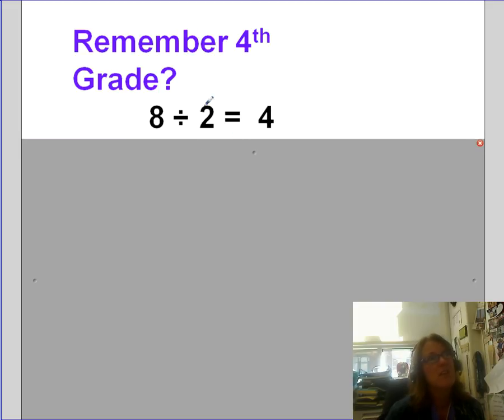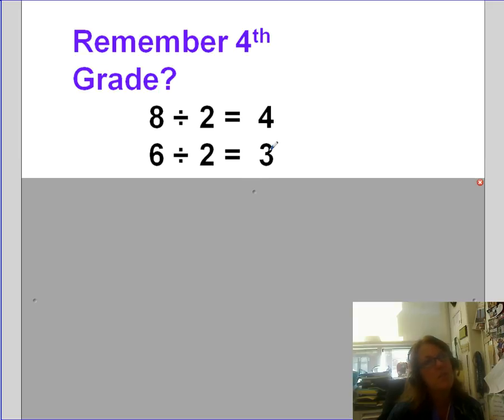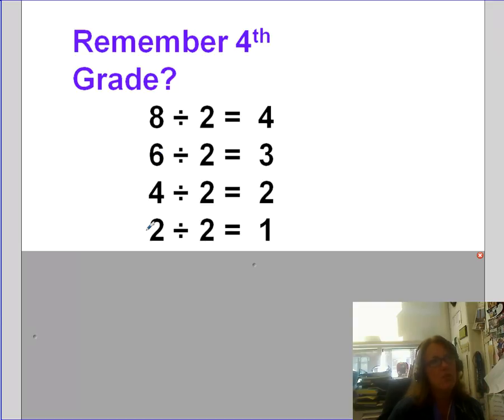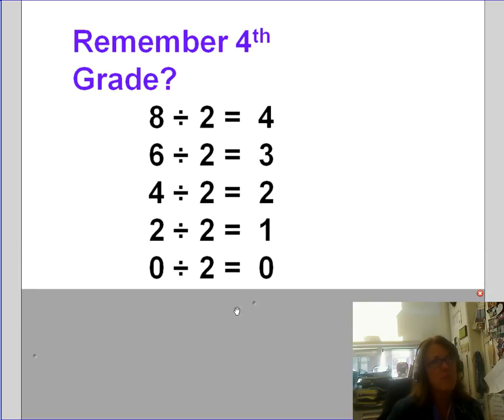8 divided by 2 is 4. Okay? 2, 4, and 8, they make one of these fact families when it comes to multiplication and division. So 8 divided by 2 is 4. 6 divided by 2 is 3. 4 divided by 2 is 2. 2 divided by 2 is 1. Do you see the pattern I'm building this time? I'm always dividing by 2. I'm choosing numbers that are going down each time by a 2, so I'm choosing even numbers, which means 0 should come next, right? 0 divided by 2 should be, after 4, 3, 2, 1, 0. That's correct. 0 divided by 2 is 0.